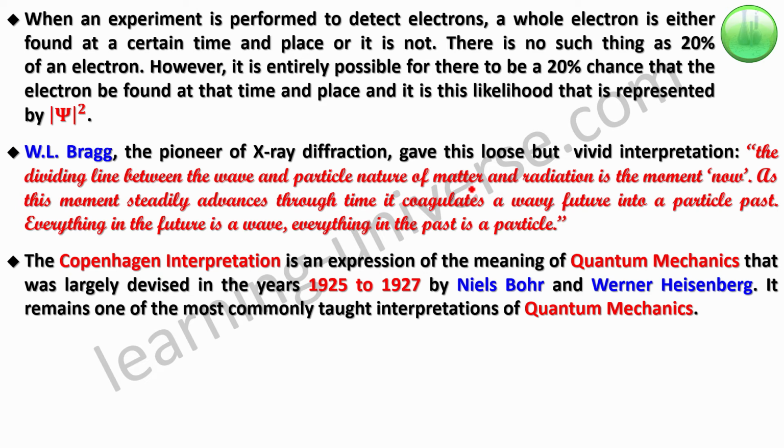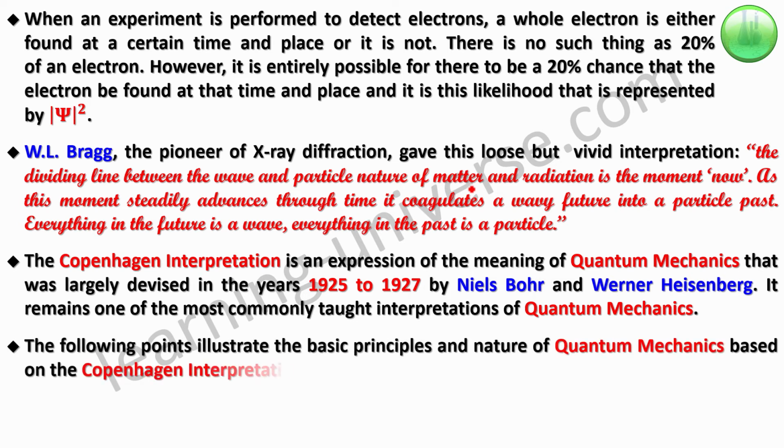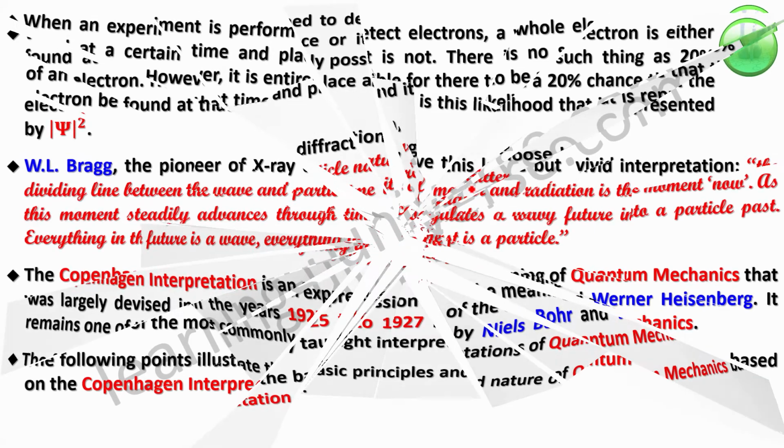It remains one of the most commonly taught interpretations of quantum mechanics. So remember, quantum mechanics has some basic fundamental rules and principles, which is what we're going to talk about in the Copenhagen interpretation. The following points illustrate the basic principles and the nature of quantum mechanics based on the Copenhagen interpretation. So this is the interpretation of quantum mechanics. Whatever you've done so far, this is the final set of points that describe everything we have done so far.